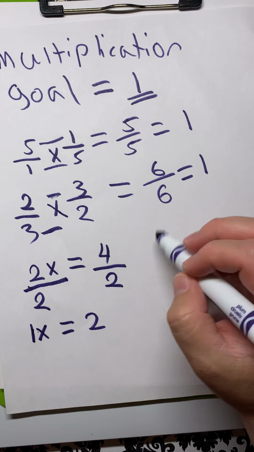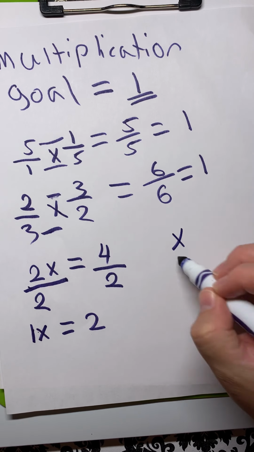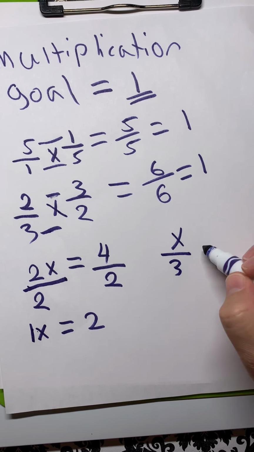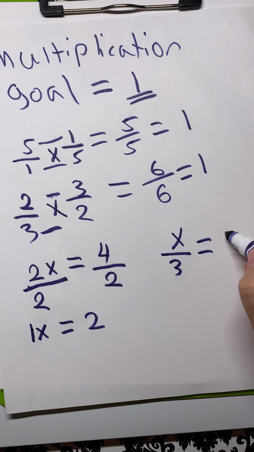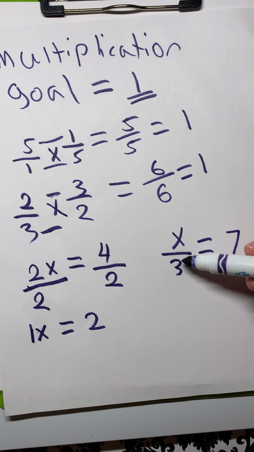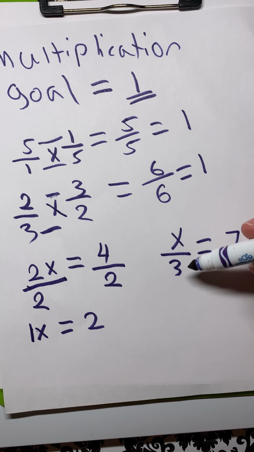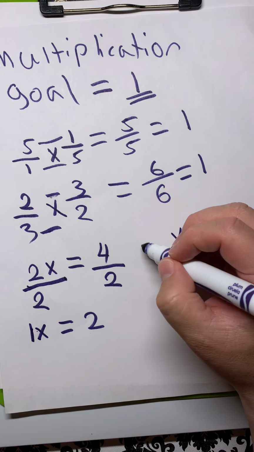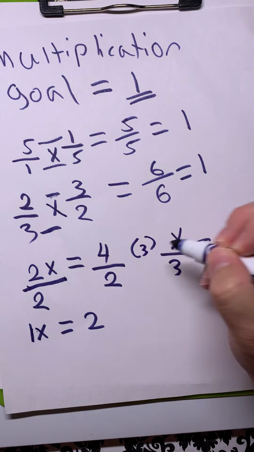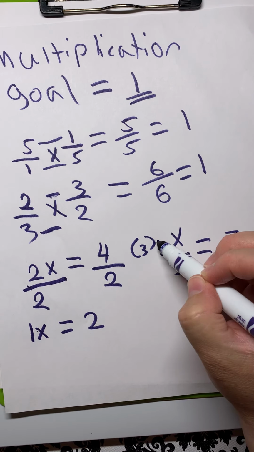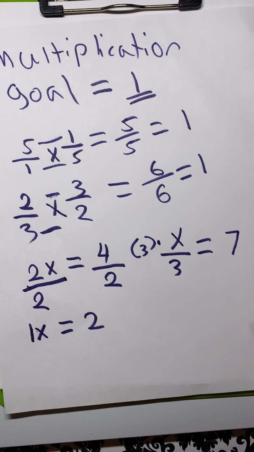Say we were going to do something that was divided. Now we have x divided by 3 equals, let's say, 7. So we know that this is a division one, so we're looking at what's the opposite of the division, or if we flipped this, it would be times 3. So that's what that means. I'll put a dot there just to emphasize that.